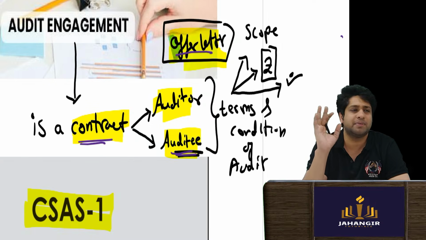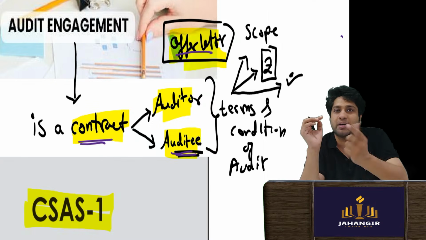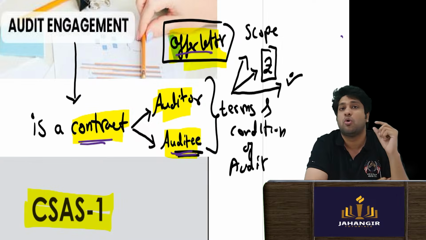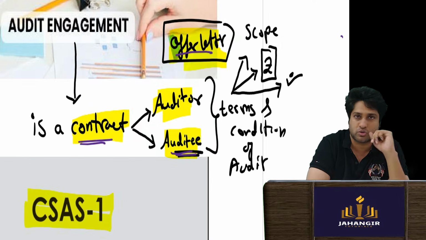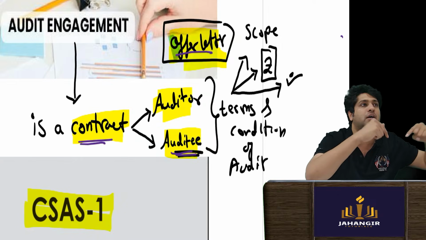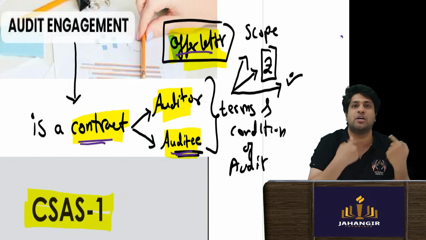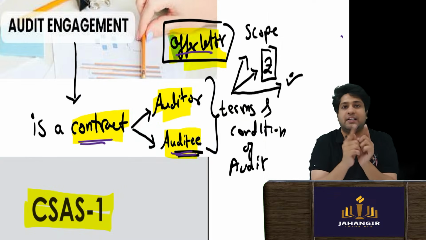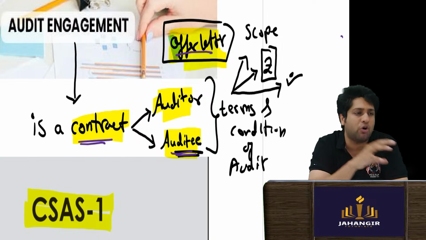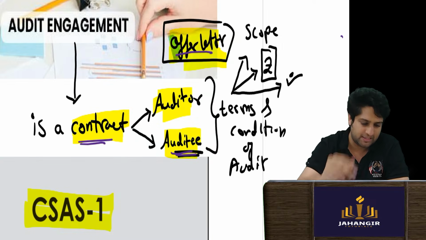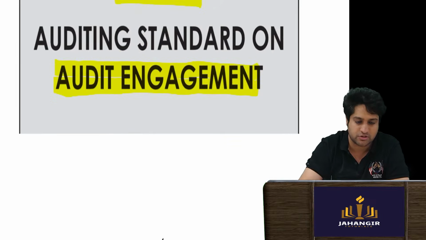So very simple. The first thing is about money. How much money will be there? Which type of audit is going to be done? That is called the scope of audit. Which all entities are to be audited? Which all departments are to be audited? The time frame. Who will be the audit team? How much manpower is required? All of that will be covered in the audit engagement. Concept clear? Yes or no?